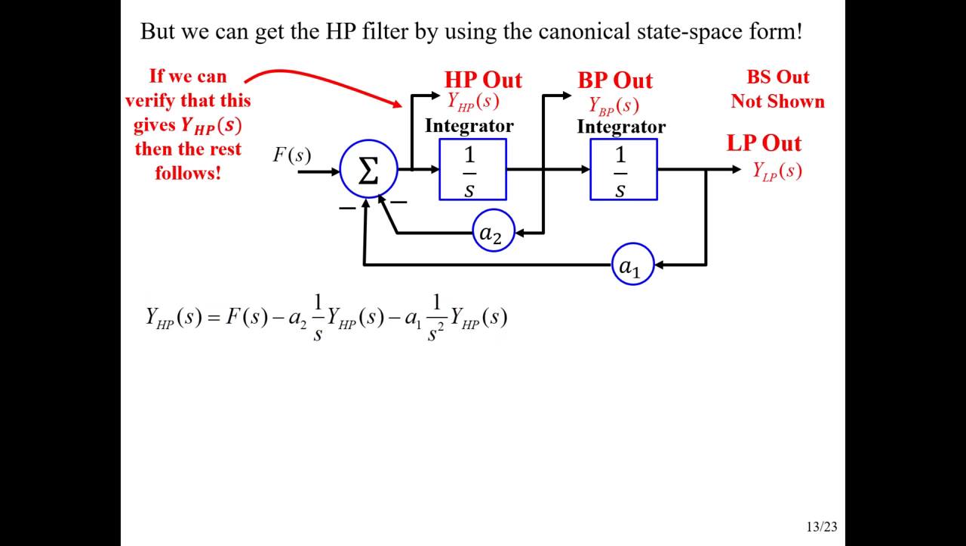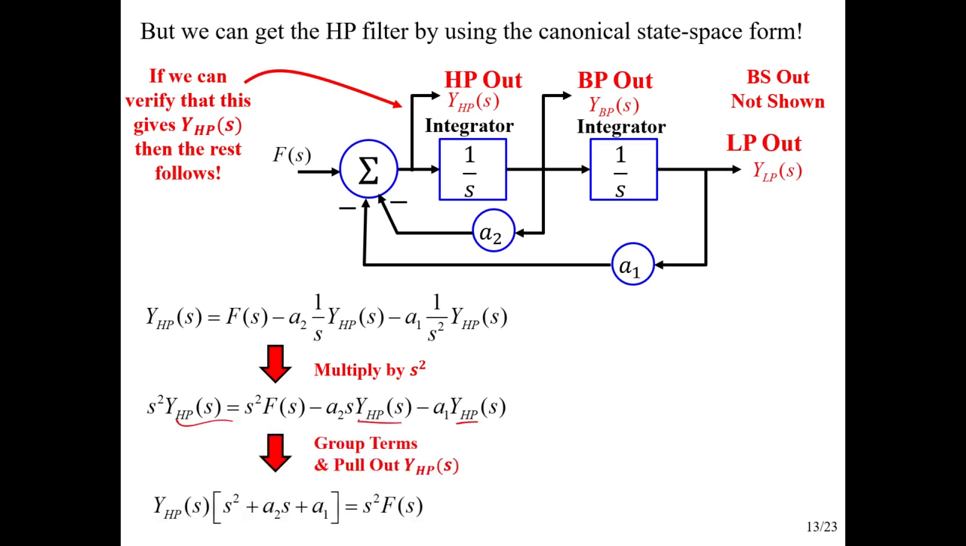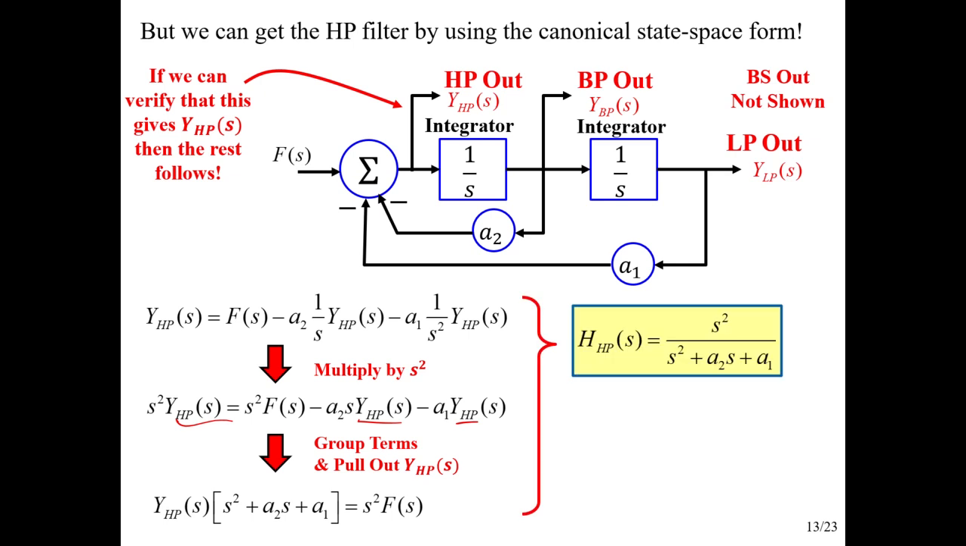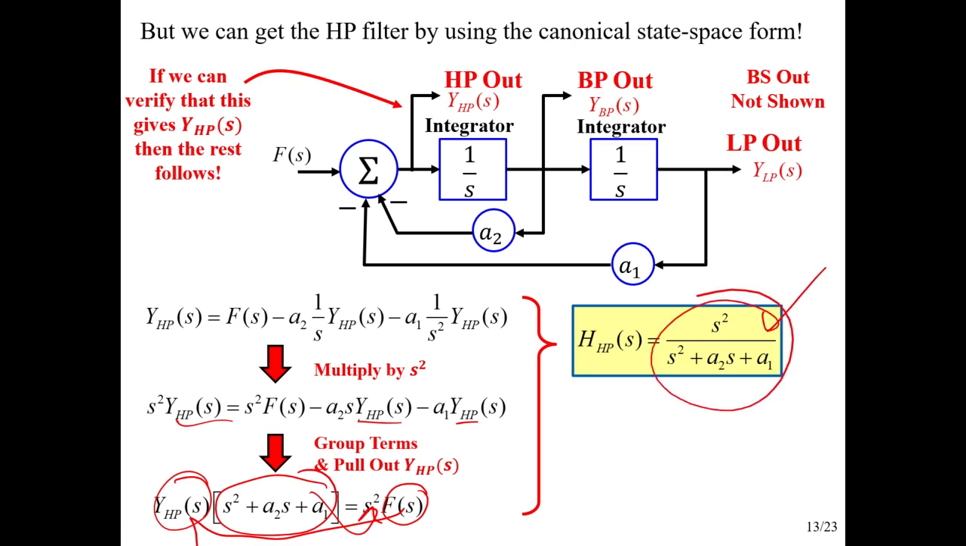So I can group things together, multiply by s squared on both sides to clear those out, and now I'm going to group these things together and factor that out. And I end up getting something that looks like that. And now I bring this and this together. So I take the F of s and divide it over on the other side, and take this and divide it over there. And there it is. And wham, there is my high pass filter structure.